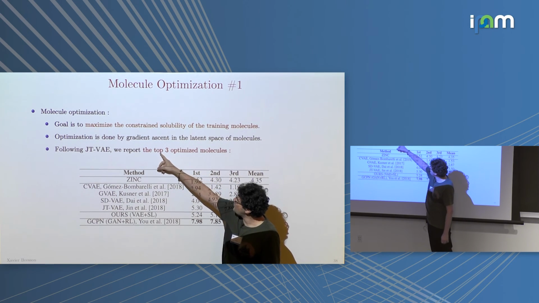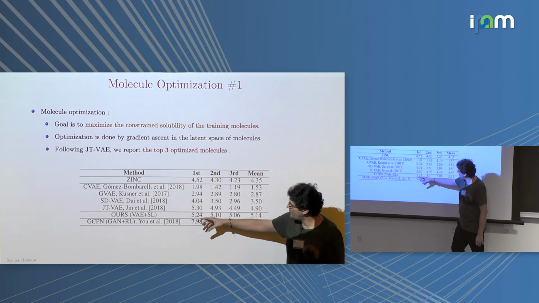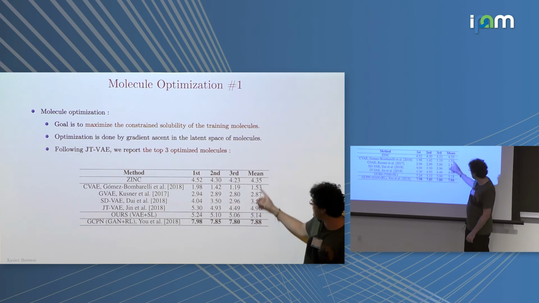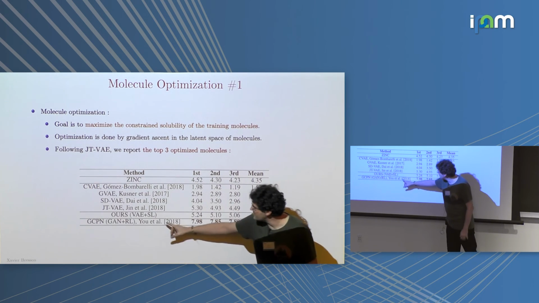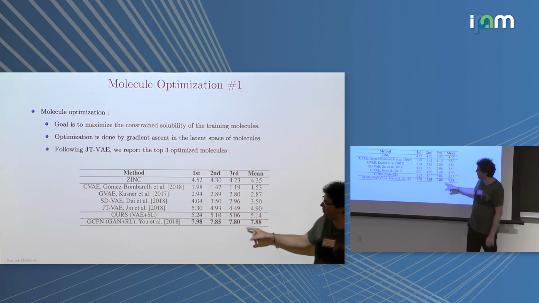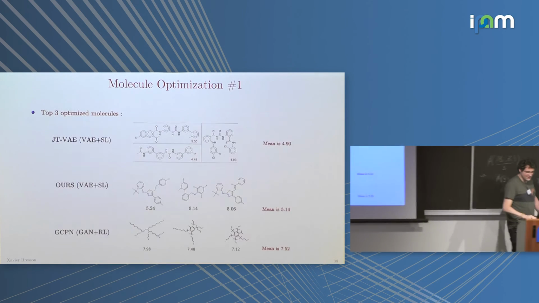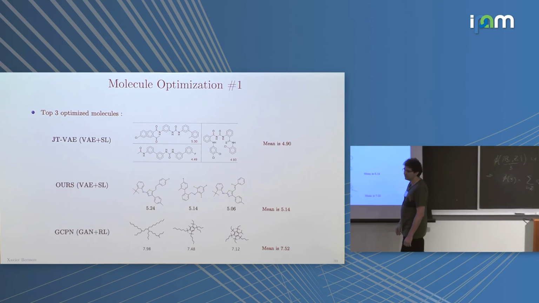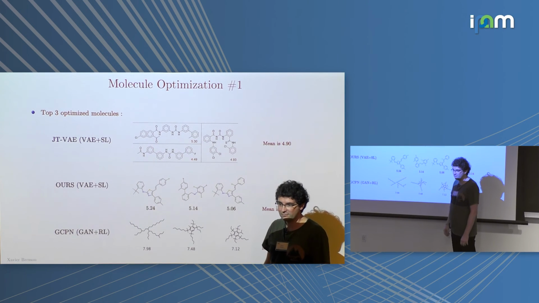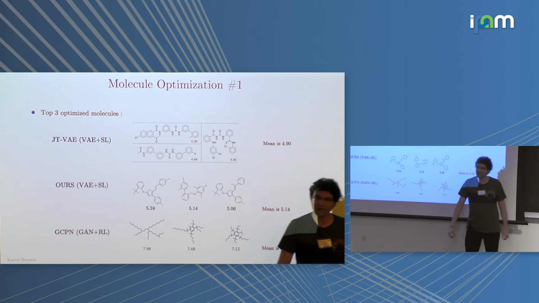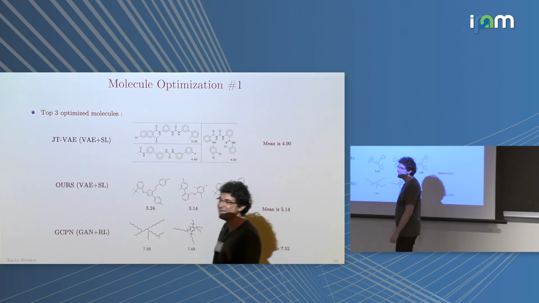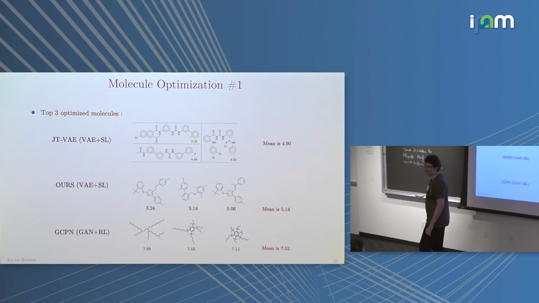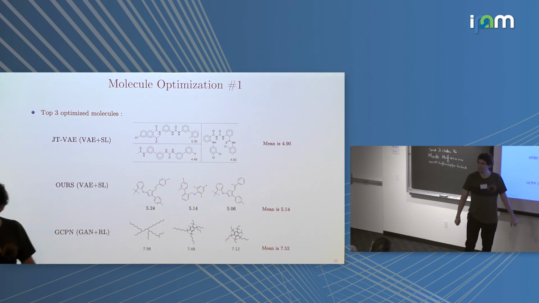We report here the top 3 optimized molecules. So GT-VAE was getting 4.9 on average. We get a little more, 5.1. And if we use the work by Yu and Leskovec, they get much more. It's interesting to look at what they get. How do you compute the property? The property is the constraint solubility, and we use RDKit to do that. It's automatic.